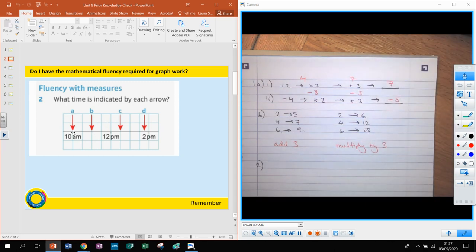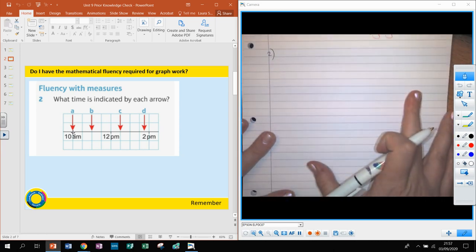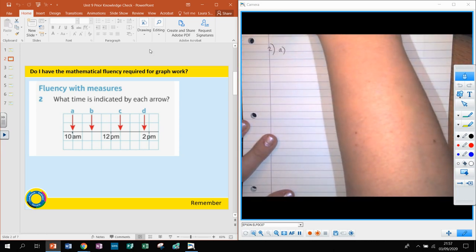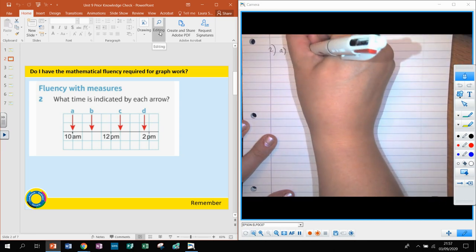So if we look at A, well, part A is sitting on 10 a.m. So we can confidently say that that is 10 a.m.